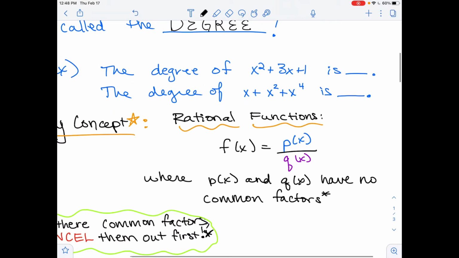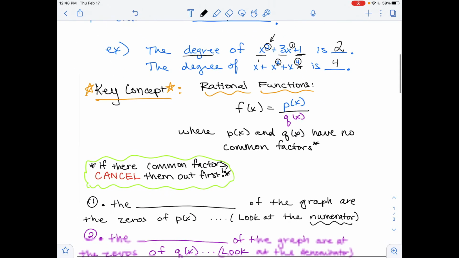So for example, the degree of x squared plus 3x plus 1. The exponent on this is 2. The exponent on here is a 1. There's no exponent on this constant term, so we know the degree here is 2. That's our highest exponent. The degree of x plus x squared plus x to the fourth, well, we know this is x to the 1, x to the 2, and x to the fourth. The highest one is 4. So our degree for that polynomial is 4.